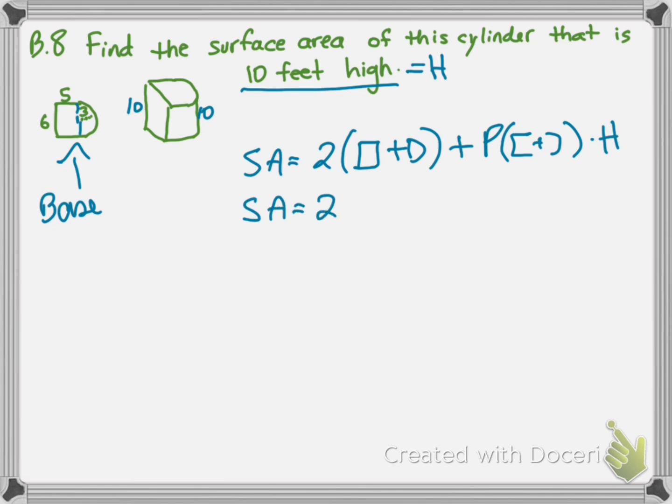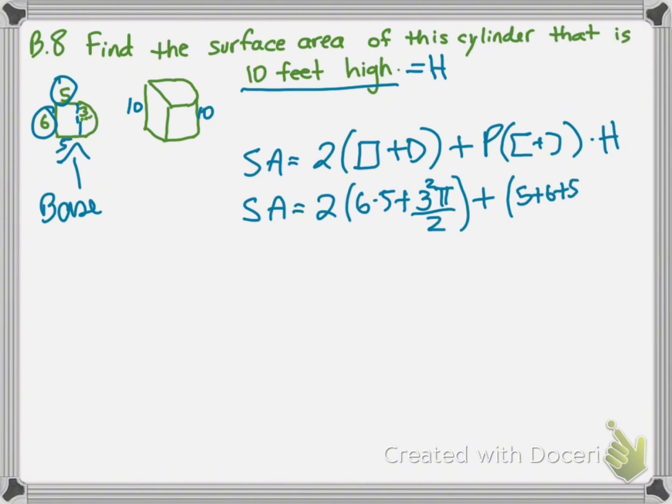So it would be the measurement of the dimensions of the rectangle is 6 by 5 to find the area. And then remember that the area of a semicircle is going to be 3 squared pi divided by 2 because it's half of a circle. And then the perimeter is going to be adding the 5 plus the 6 plus the 5, because there's a 5 down here that we can't forget, plus the 3 pi.